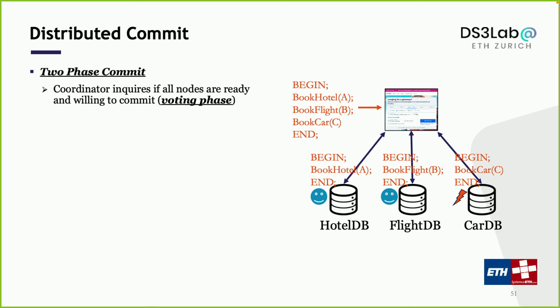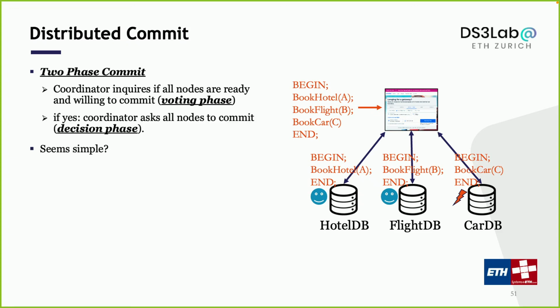Then the global coordinator is going to collect all those votes. If any of those local sites votes no, then the global transaction will be aborted. Then the global coordinator will also ask the local ones to abort. If everyone votes yes, then the global coordinator is going to ask everyone to commit, because it wants to commit this global transaction.